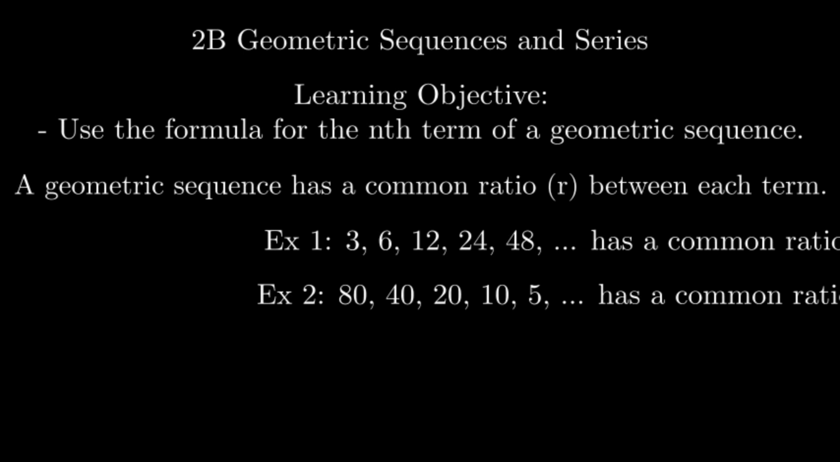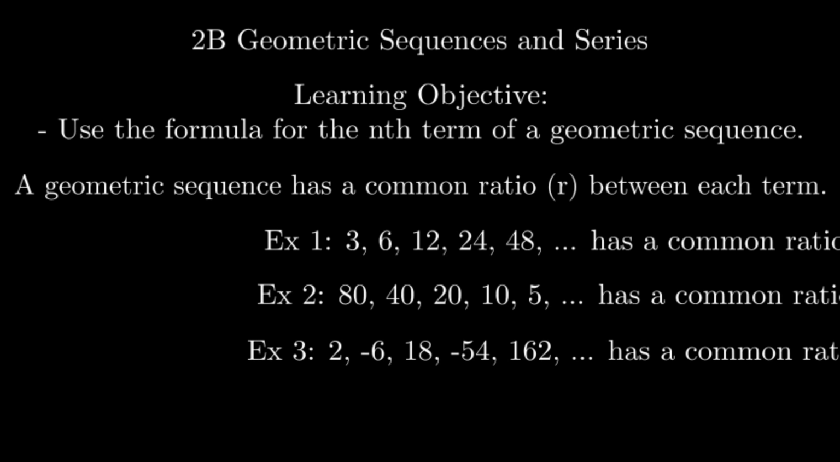The common ratio doesn't have to be positive. It can be negative, which creates an alternating sequence. Take a look at this: 2, -6, 18, -54, 162. To get from 2 to -6, we multiply by -3. From -6 to 18, we multiply by -3 again. Since a negative times a negative is a positive, this pattern continues. Here, the common ratio is -3.